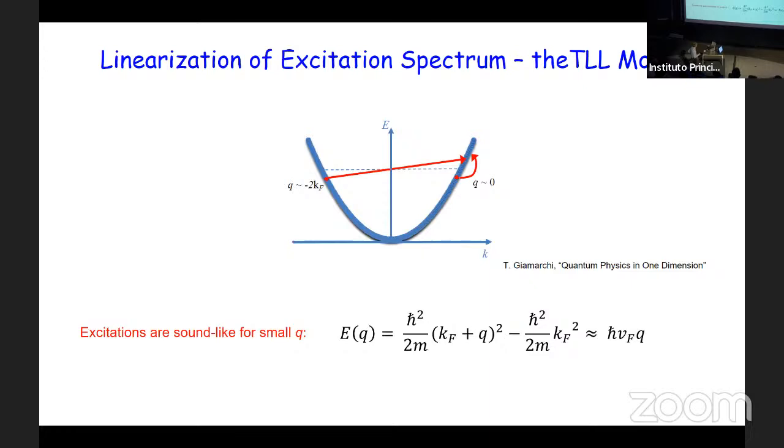And this shows the case where momentum transfer is equal to 0. And this is the case where the momentum transfer across the Fermi points is equal to 2 kF. So these excitations are sound-like for small q because they have a dispersion relation which is linear in momentum. So the energy is linear with respect to momentum transferred. And vF is the Fermi velocity.